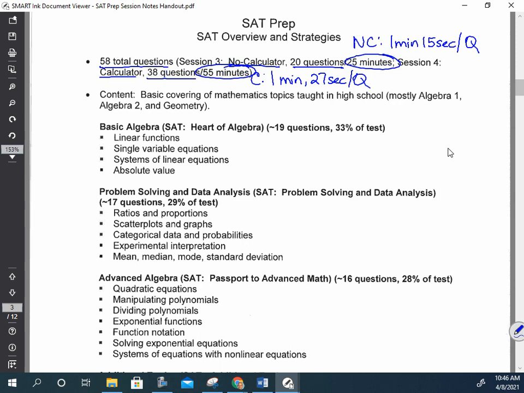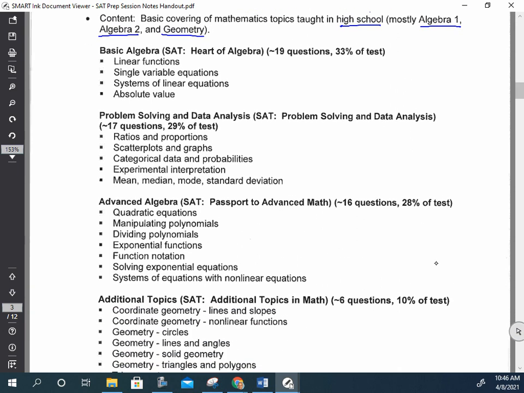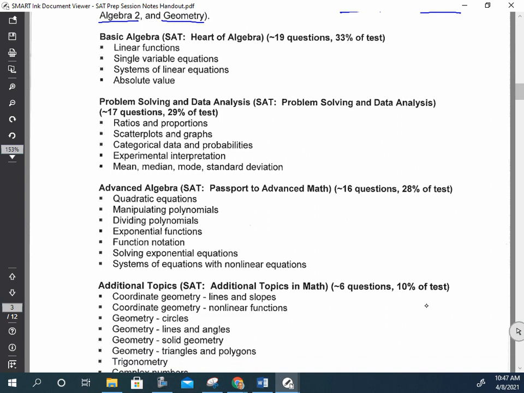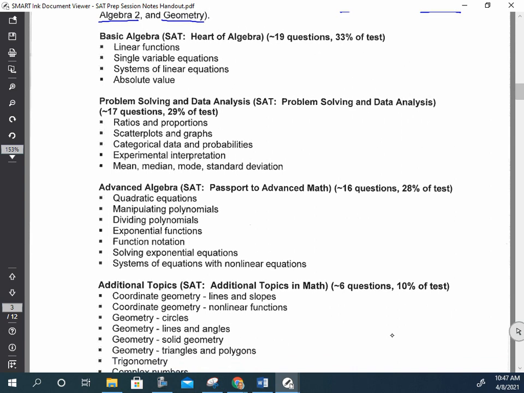As far as the content on the test, it is mostly what you learned in high school. So that's your Algebra 1, Algebra 2, geometry. But also there are some concepts that you would have used in 8th grade, 7th grade, reading information from tables, so on and so forth.